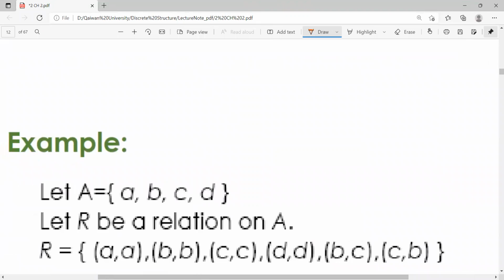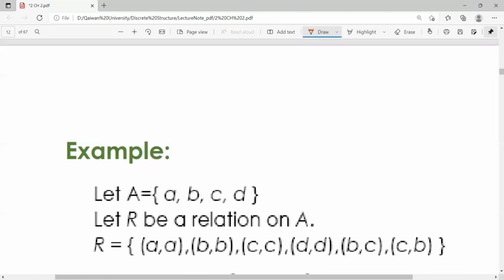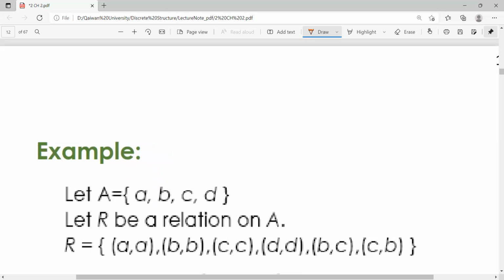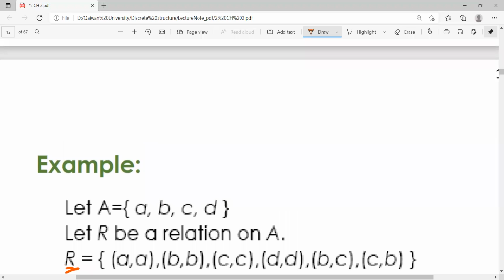Here we have another example. It says R is a relation on the same set, on set A, and defined as follows. R is AA, BB, CC, DD, BC, CB. To write down the matrix form of this relation, what's the size of the matrix? Look, it's from A to A. That means both columns and rows are the same. How many elements do you have in A? 4. That means it must be a 4 by 4 matrix.